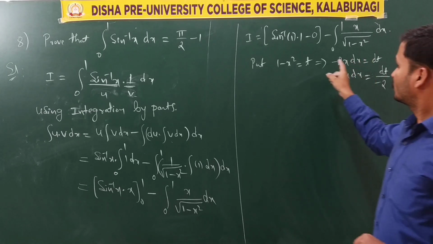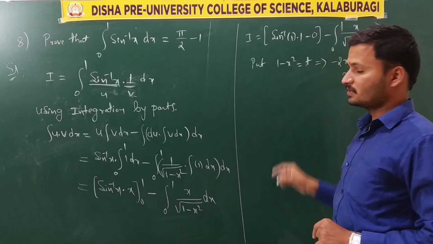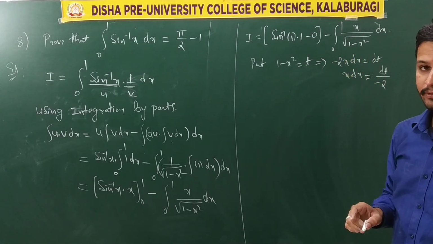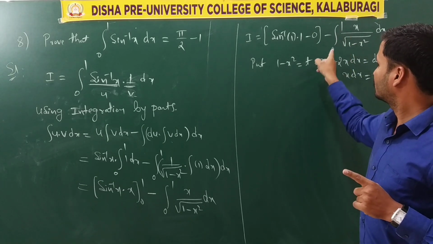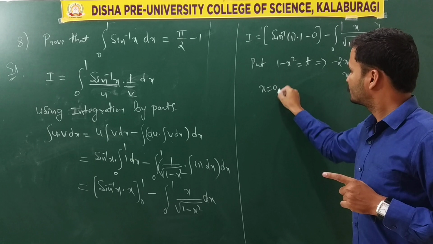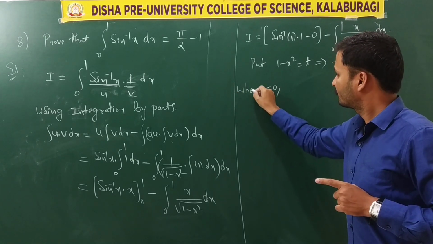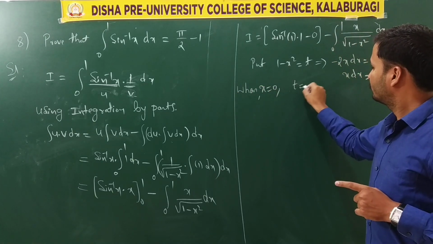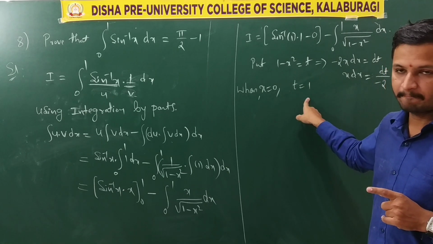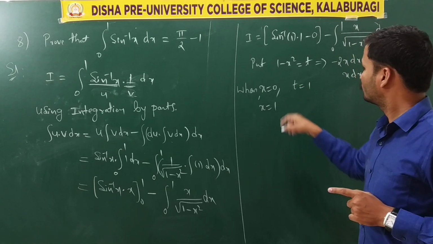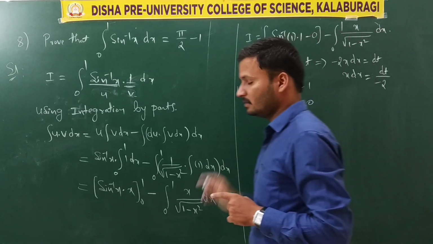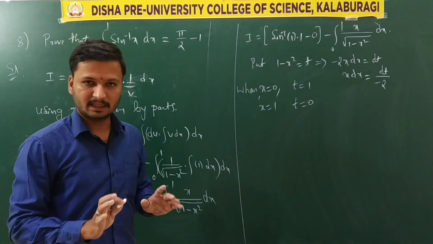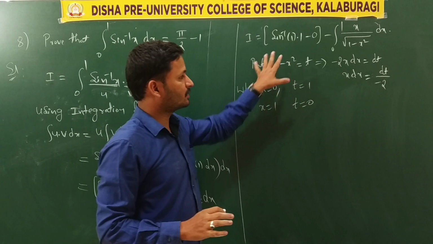Next, the limits of the integration also change. When using the substitution method, remember that the limits of the integration change. When x is equal to 0, the t value is 1 minus 0, that is 1. When x is equal to 1, 1 minus 1 is again 0. Got it? So this is by the substitution method.